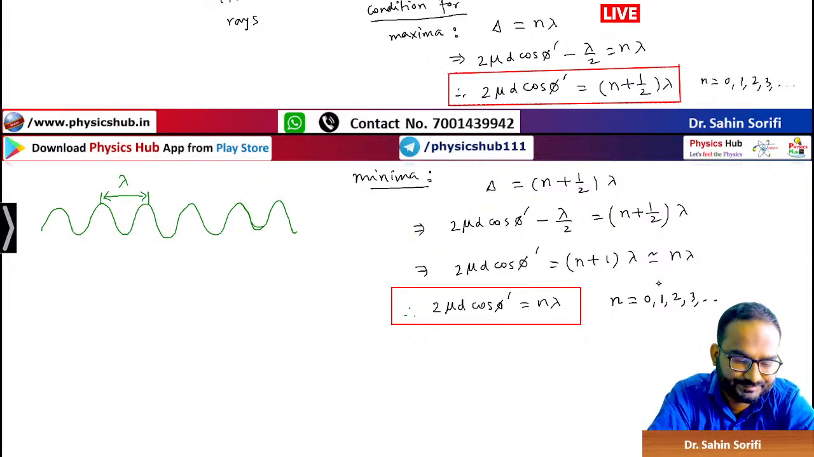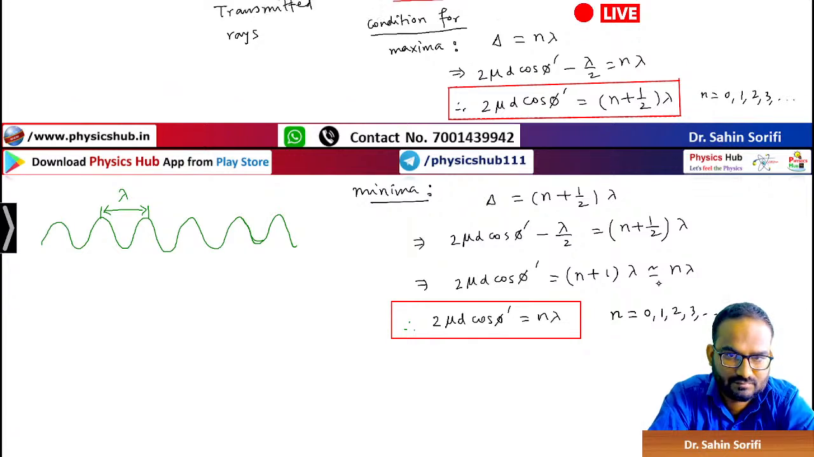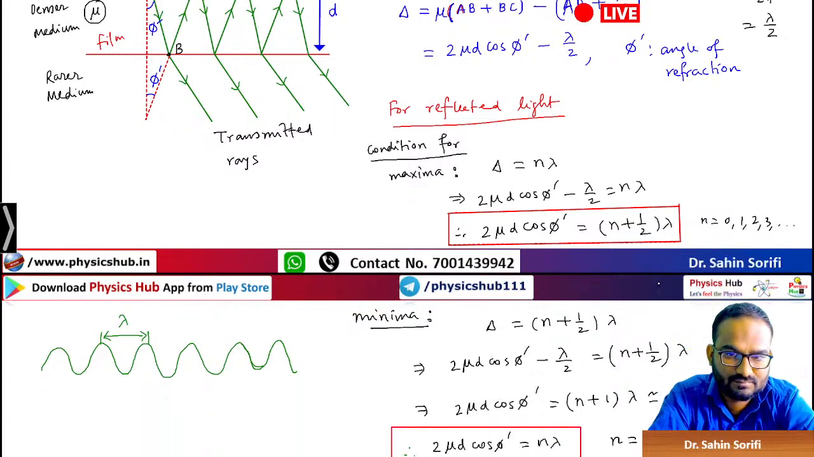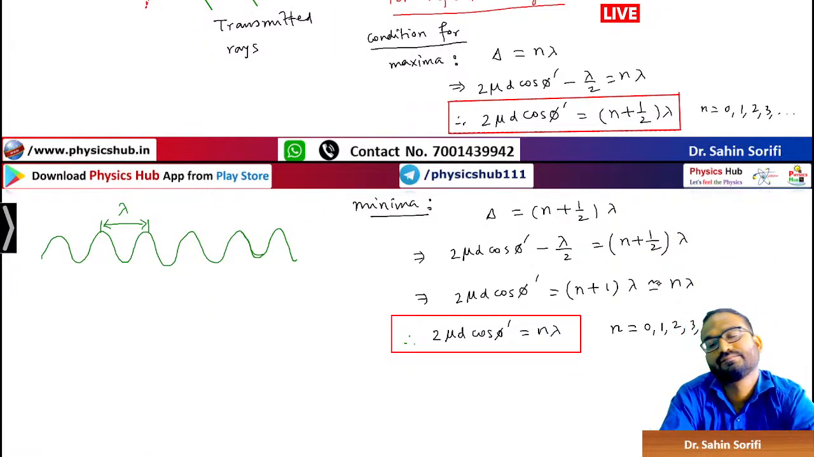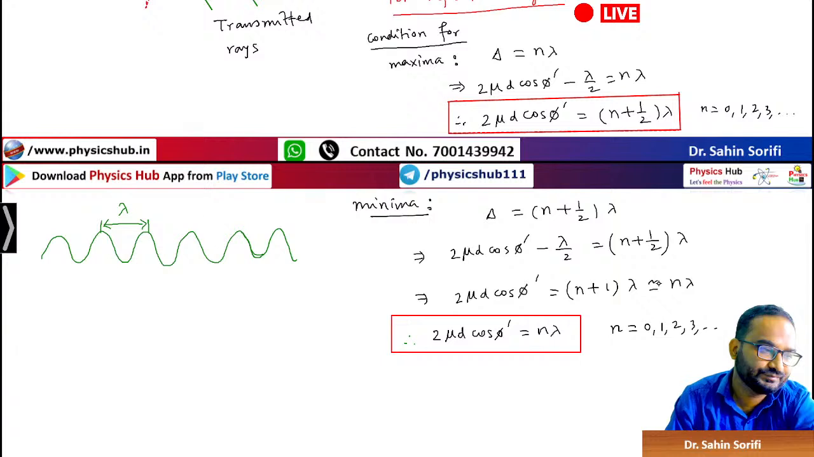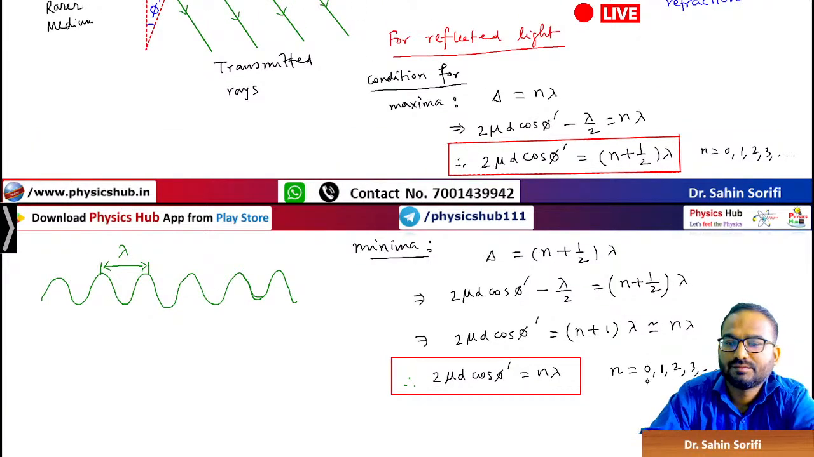Harry, Ajay, Mulli, tell me. Central fringe will be bright or dark? Dark. Okay, very good. Because n equals 0, it is satisfying the condition of minima, so that is why it will give you dark. This is for reflected light.